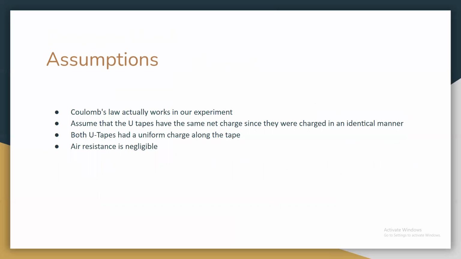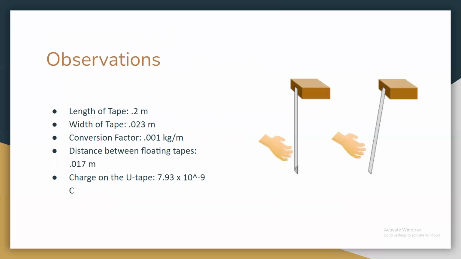My assumptions for the procedure are that Coulomb's law actually works for our experiment. We assume that the two tapes have the same net charge. We're treating the tapes as if all the charges are spread evenly along the tape, and air resistance is negligible. As I mentioned before, negatively charged objects, such as the pen in my hand, were attracted to the tape, while the tapes repelled each other.